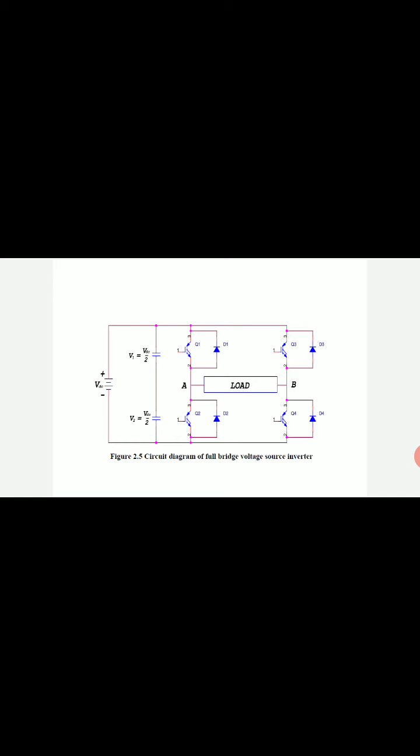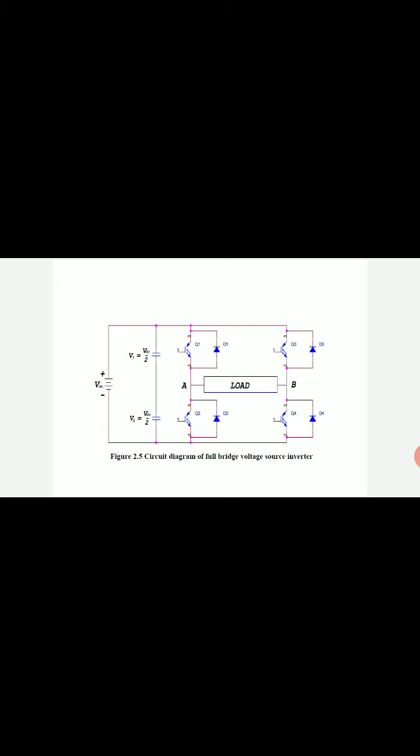You can see the circuit diagram here. There are four switches Q1, Q2, Q3 and Q4. Q1 and Q2 are two switches in the same leg. Similarly, Q3 and Q4 are two switches in the same leg. So according to the above description, only one switch in a particular leg can be on at any particular time. Otherwise, the DC link source would be short circuited.